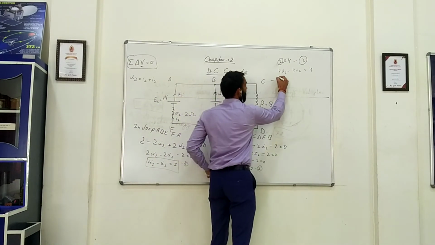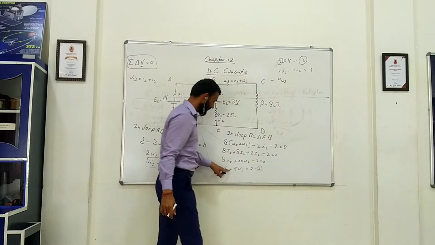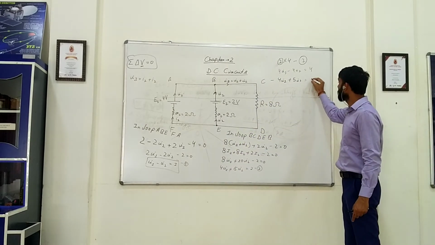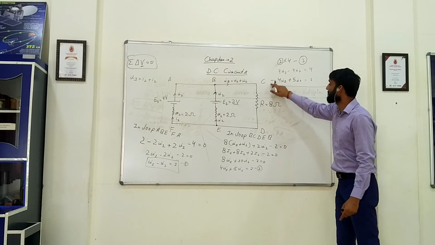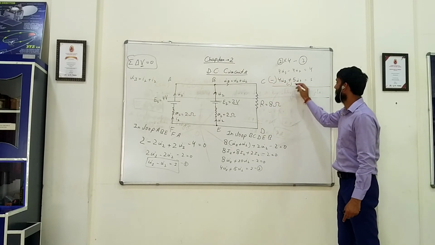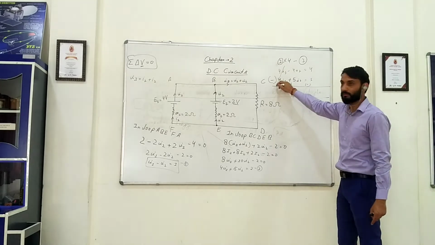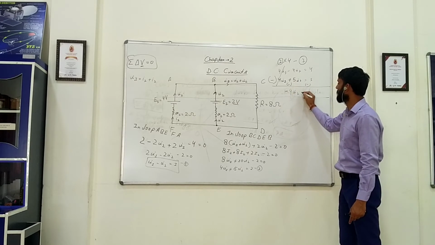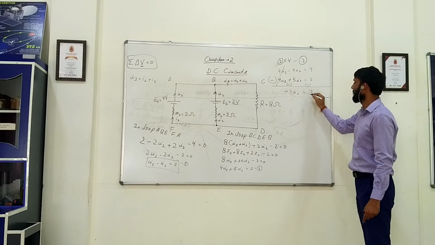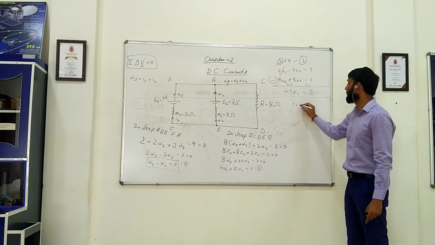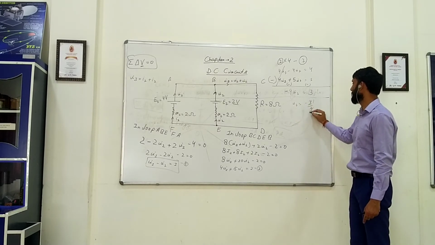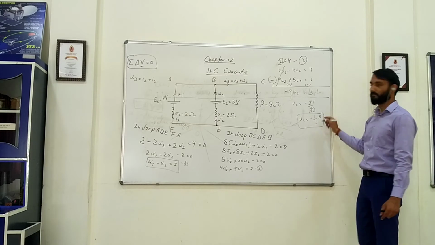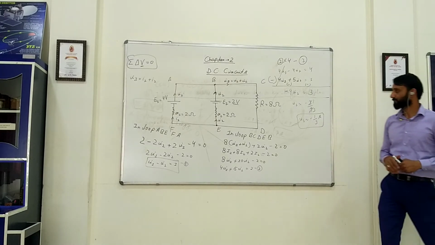So I will subtract 4I1 plus 5I2 is equal to 1. Subtract. This will go. Minus 5 plus 4, minus 9I2 is equal to 4 minus 1, which is 3. So I2 will be equal to minus 3 upon 9. So I2 would be minus 1 upon 3 ampere. This will be the I2, right?